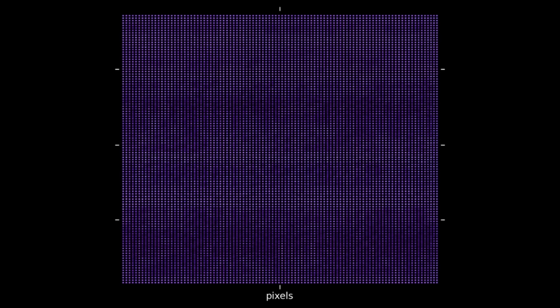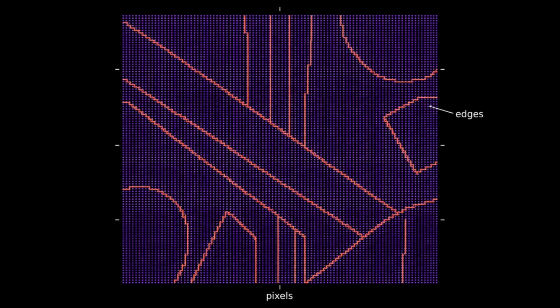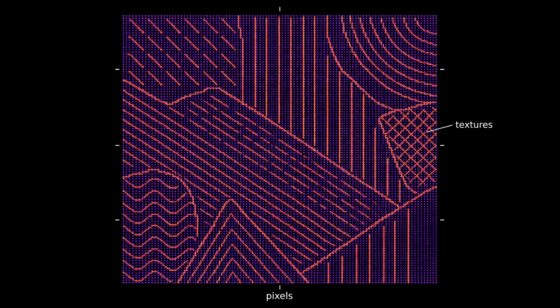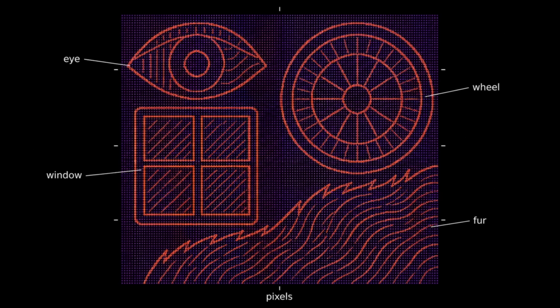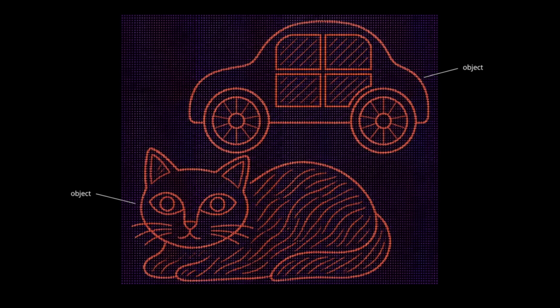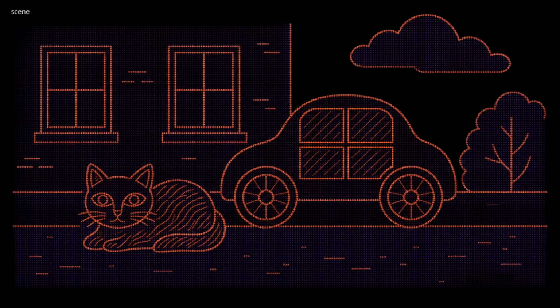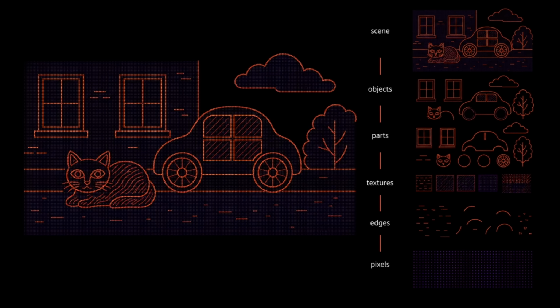To see why this matters, start with an image. A high-resolution photograph might contain millions of pixels. If you tried to understand it by treating every pixel as equally important and unrelated to the rest, you'd drown in detail. But the world is kinder than that. Nearby pixels are usually related. They form edges. Edges combine into textures. Textures become parts like eyes, wheels, windows, and fur. Parts combine into objects. Objects combine into scenes. That layered structure is not something we invented for computers. It's already in the world.